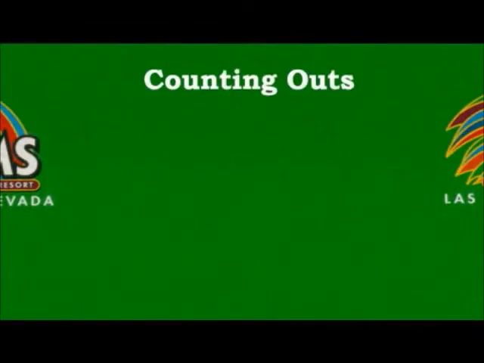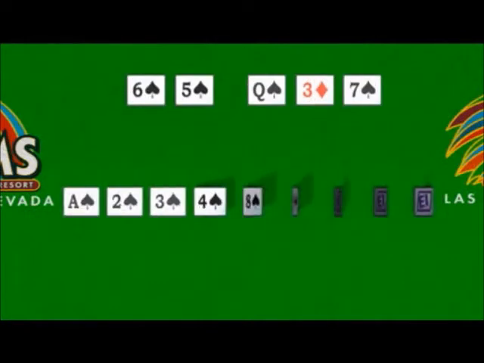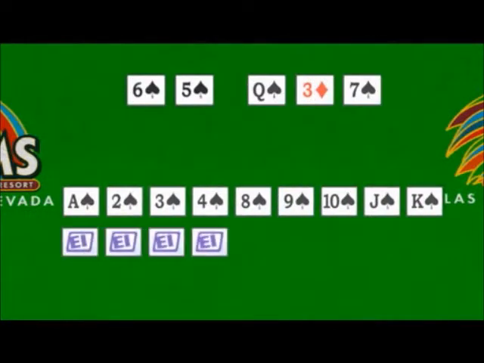Here's an example of counting outs. Suppose my hand is the 6 of spades, 5 of spades. The flop comes down Queen of spades, 3 of diamonds, 7 of spades. In this case, my hand has almost no chance of winning unless it improves. If it does improve, I have a very good chance of winning. First, I see I need any spade to make a flush, or any 4 to make a straight.